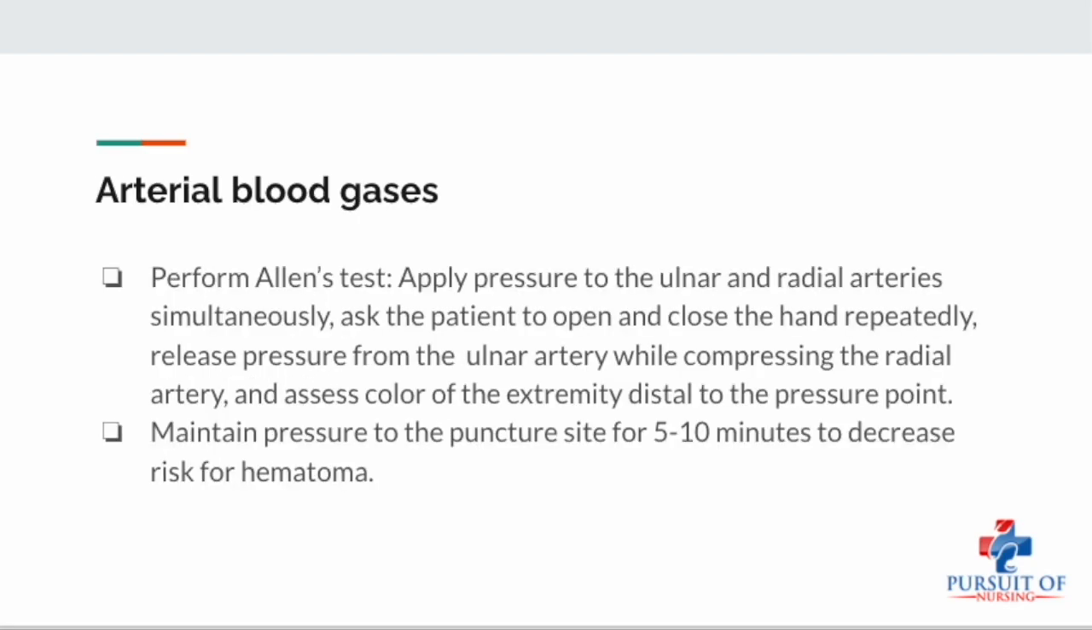Let's go back to this last slide. Prior to drawing an ABG, you always want to perform an Allen's test. An Allen's test is when the examiner or the person drawing the ABG will apply pressure to both the ulnar and radial arteries at the same time. You then ask the patient to open and close the hand rapidly. You release pressure from the ulnar artery while compressing the radial artery, and then assess the color of the extremity distal to the pressure points. There should be return of normal color with one artery occluded. You just want to make sure they're getting very good blood flow through the hand before you perform that ABG.